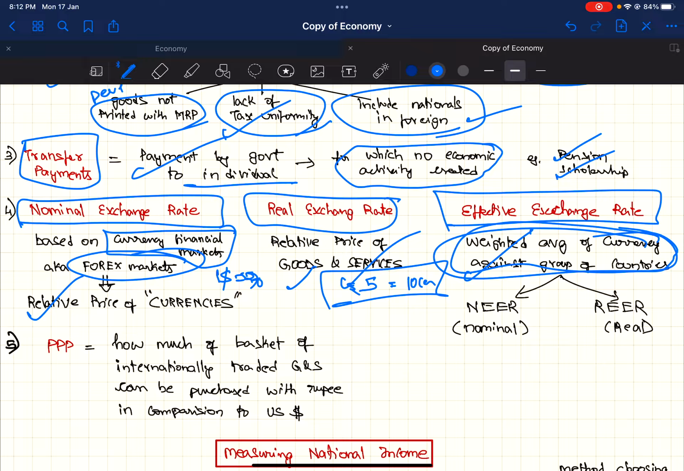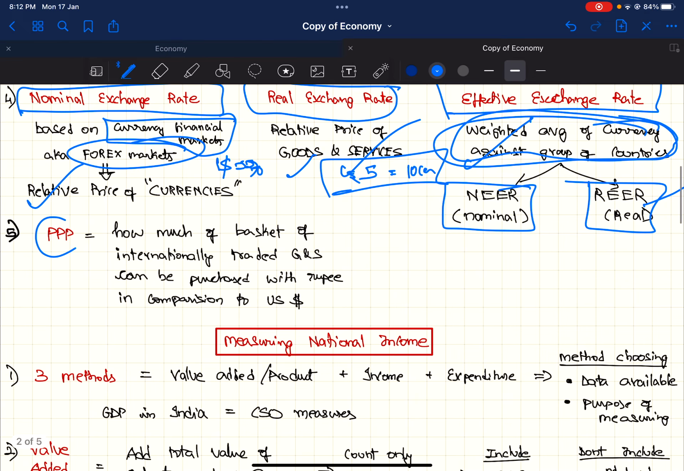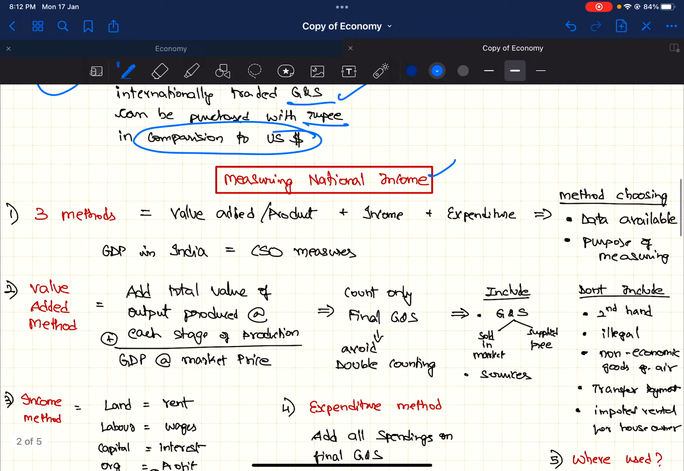And if we take nominal exchange rate, it will be called NER, and if we take real exchange rate, it is called RER. And PPP is globally what basket of goods and services you can purchase with the rupee in comparison to the US dollar. This is the purchasing power parity. Now, how to measure national income? As you've seen, there are three methods: value added, income, and expenditure. Which method to choose will depend on data available and the purpose for measuring.